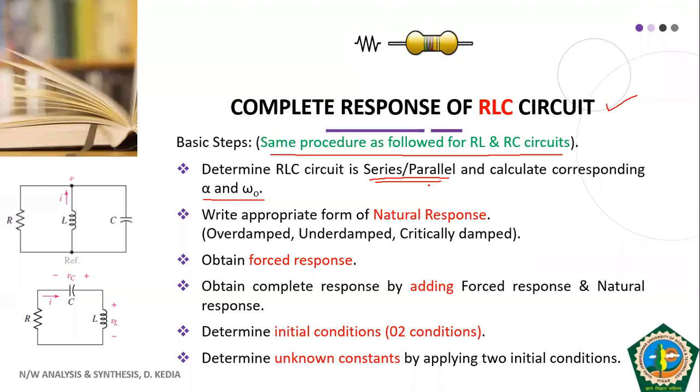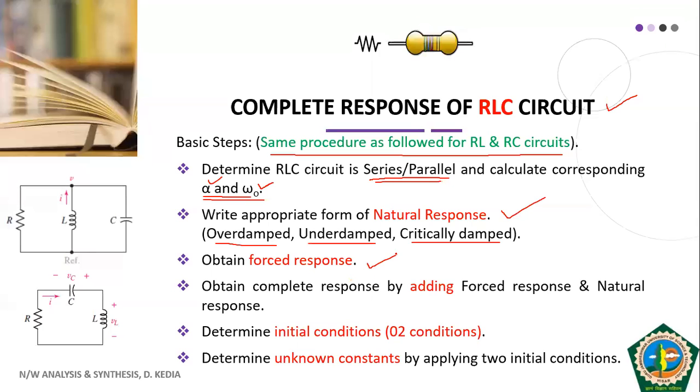Okay. So once you decide it is series or parallel, alpha will be calculated accordingly and omega naught will be the same for both the cases. So after determining alpha and omega naught, the next step will be to write an equation for natural response. We have seen three conditions: overdamped, underdamped, and critically damped, and we have also seen the corresponding expression for that. So whether our circuit is overdamped or underdamped or critically damped, accordingly we will write the equation for natural response. And these conditions will be determined by comparing the value of alpha and omega naught.